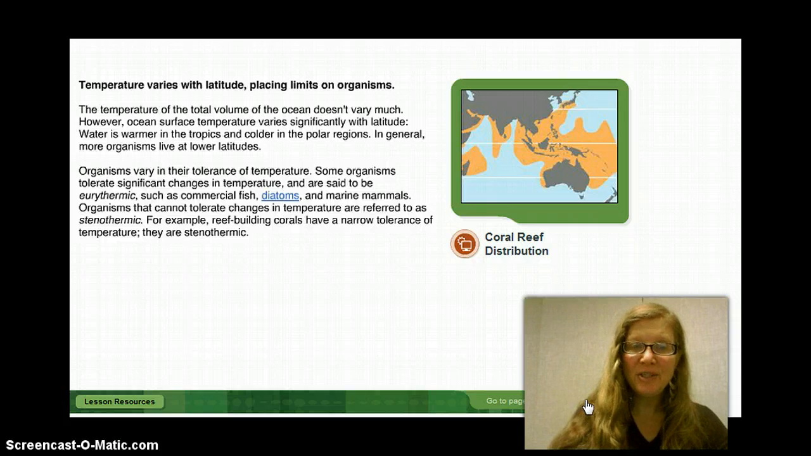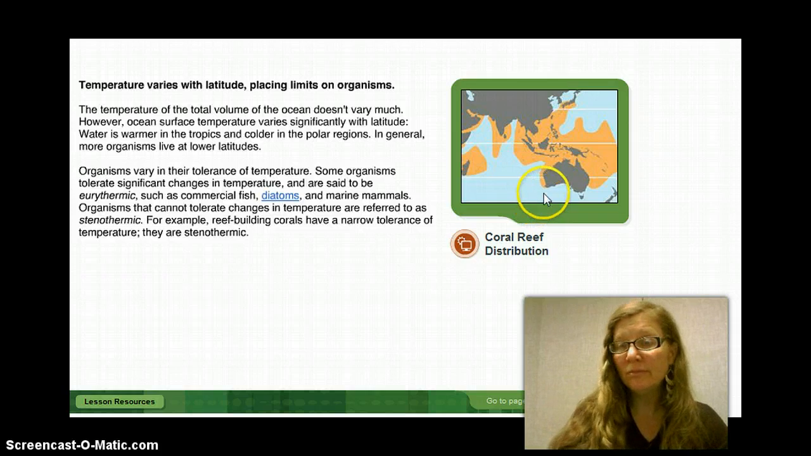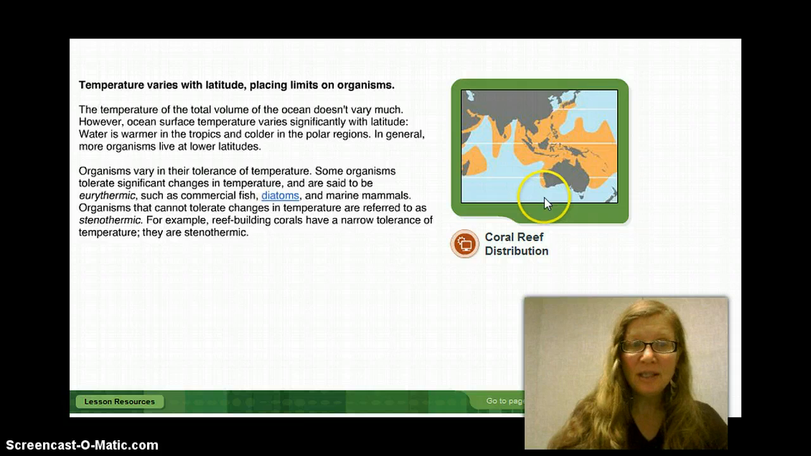Again, temperature varies with latitude, and it places limits on organisms. We know that the temperature of the total volume of the ocean doesn't really vary that much. However, the ocean's surface temperatures vary significantly with latitude. Recall that at the equatorial plane, the water is much warmer in the tropics and much colder in the polar regions. So, of course, more organisms live at the lower latitudes, and organisms also vary in their tolerances to temperature. Some can tolerate very large changes in temperature, and they're called eurythermic.